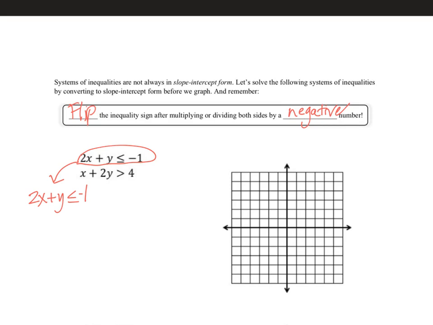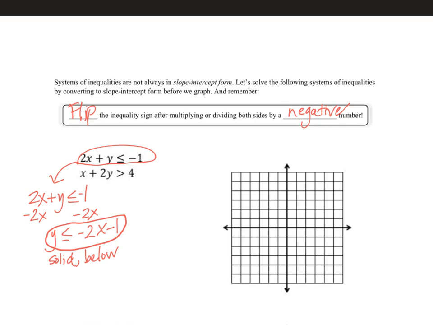I know that I am going to need to move my x's over to the right-hand side. And so now it is in slope-intercept form. This is going to be a solid line, and since it's less than, I'm going to be shading below. So let's do that so we don't get confused about what to put on the graph first. So let's put this on the graph.